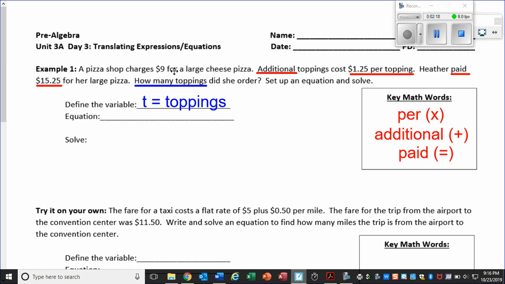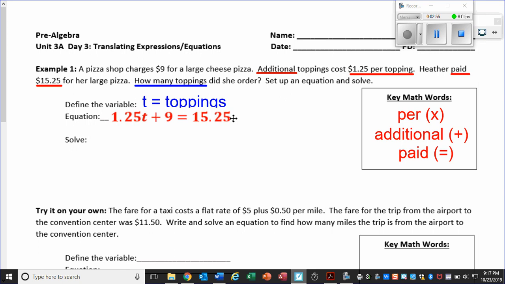We know that we're going to have to pay $9 no matter how many toppings we get on there, plus, that's what additional means, the 1.25 times the toppings, which are T. Okay? And that will equal the $15.25. So we basically just set up our equation. We've got the 1.25 times the toppings, which we don't know, so we're going to use T, plus the $9 just for a pizza, equals the $15.25 that she paid. That's just setting up our equation.